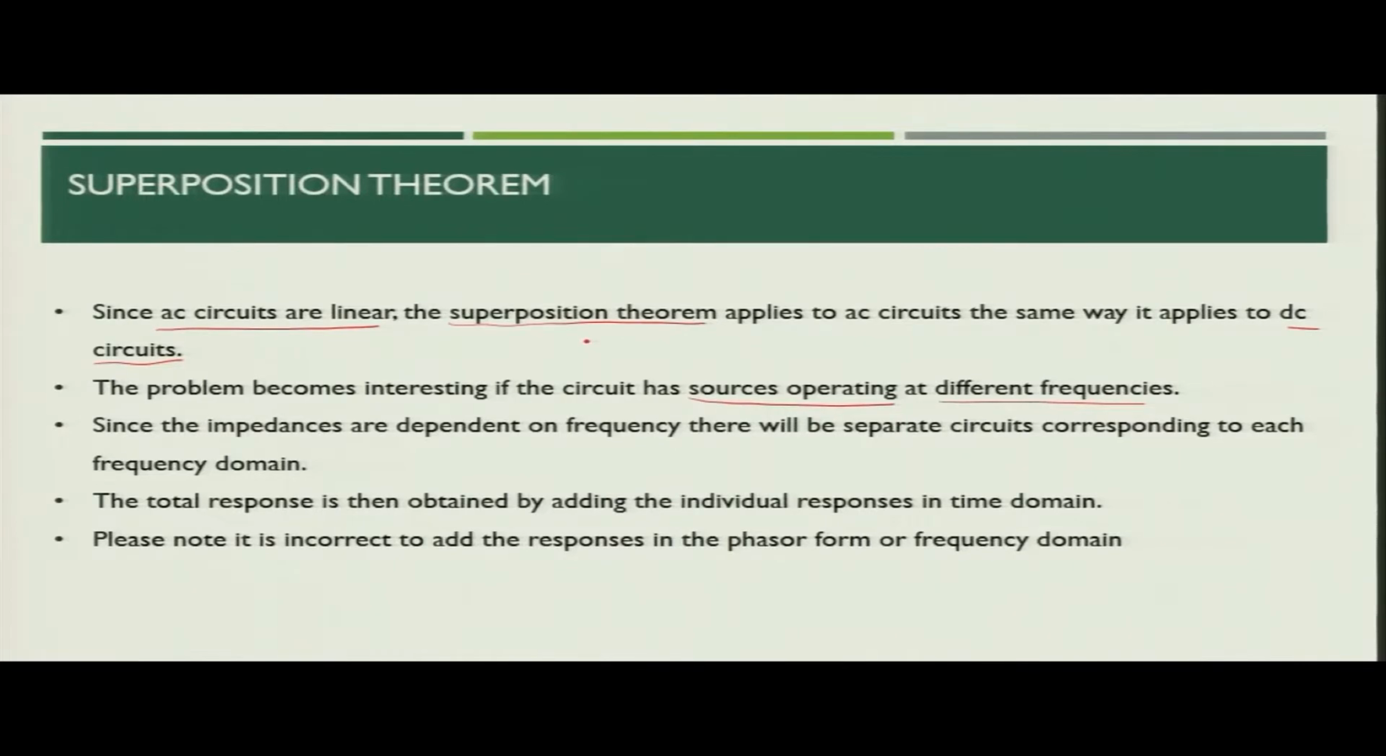Whenever we have different voltage or current sources operating at different frequencies, the impedance offered by the inductance and capacitance will be different. So, when we analyze the circuit with the help of the superposition theorem, the total response will be obtained by adding the individual responses which we get, and we will convert the response to the time domain for the final result.